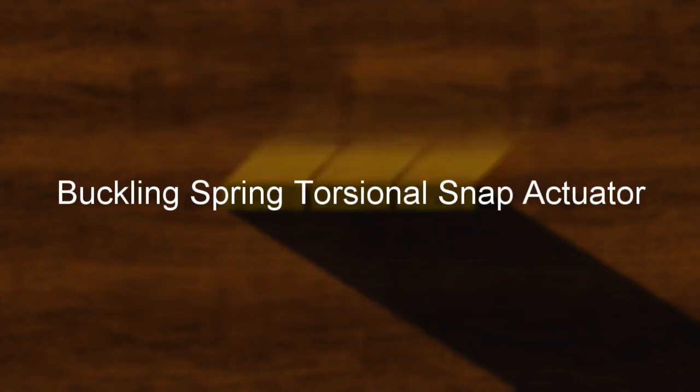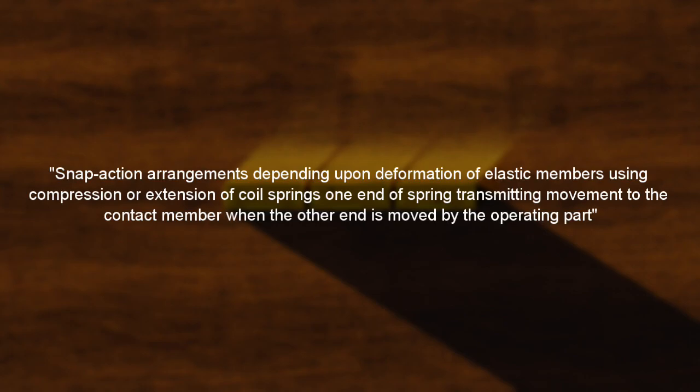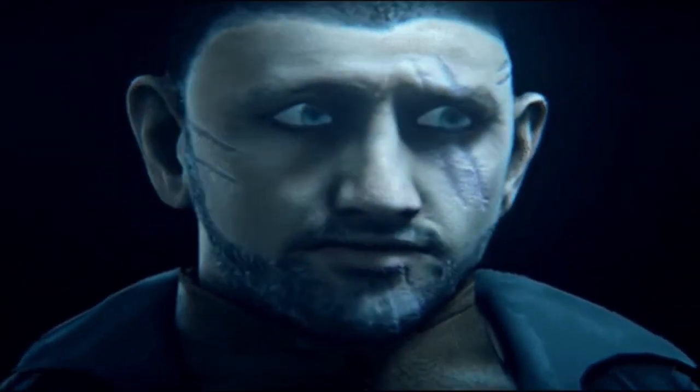Buckling Spring Torsional Actuator is a cool name, but it's still not as cool as the Model M with its, and I'm not making this up, catastrophically buckling compression column switch and actuator. The official classification according to the patent states, snap action arrangements depending upon deformation of elastic members using compression or extension of coil springs, one end of spring transmitting movement to the contact member when the other end is moved by the operating part. What the fuck? Yeah, don't worry, I have no idea what the fuck I just read either.